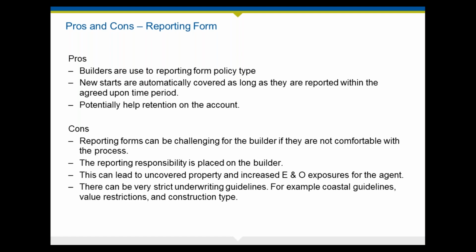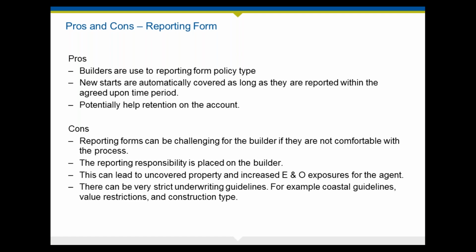I have seen uncovered claims many times because they forgot to report. And you guys all know that if the builder forgot to report, he's going to blame you, even though you had nothing to do with it. The agent gets blamed. And I have seen some E&O claims arising out of the use of reporting forms.